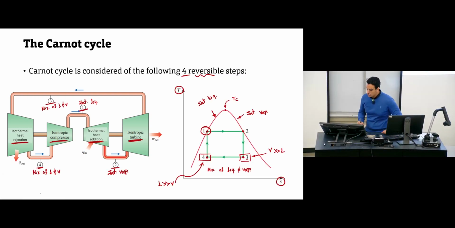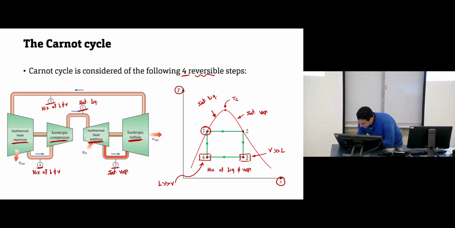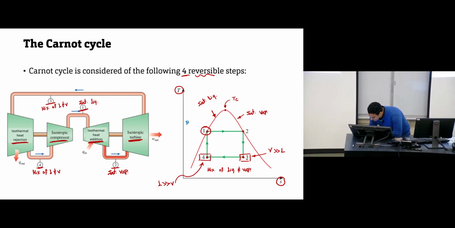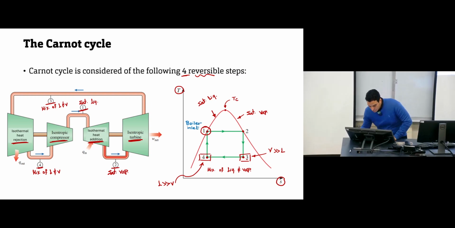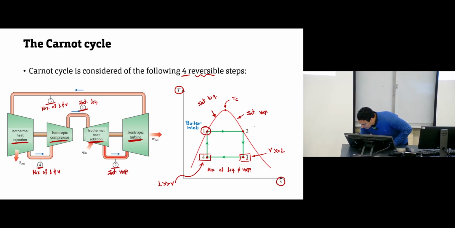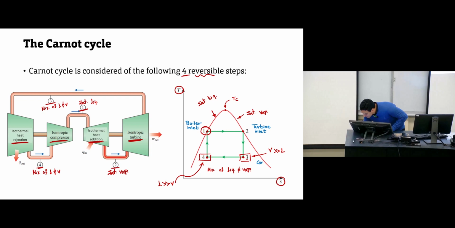And if you need to label this, here point number 1 is the boiler inlet. Point number 2 is the inlet to the turbine. Point number 3 is the inlet to the condenser. Point number 4 is the inlet to the compressor.